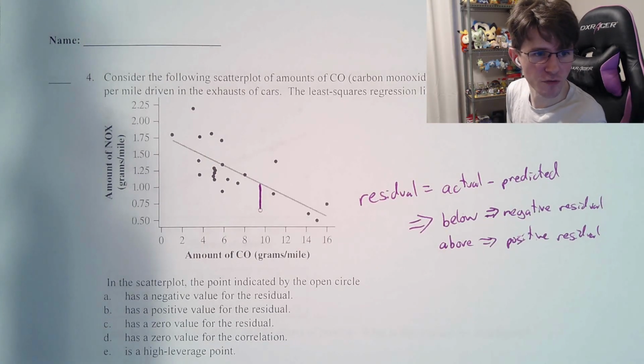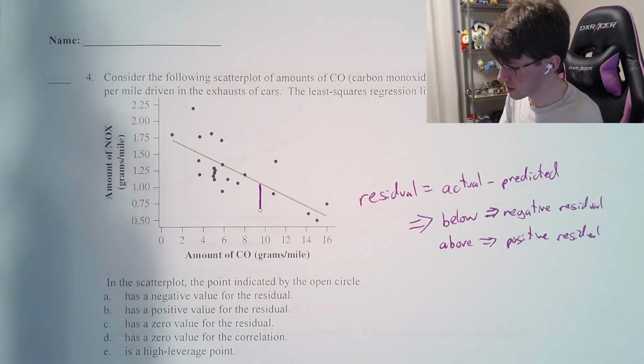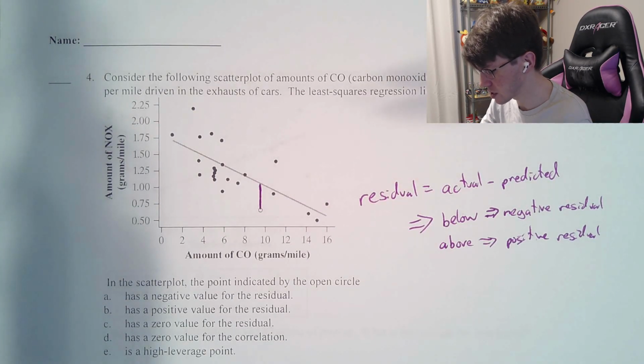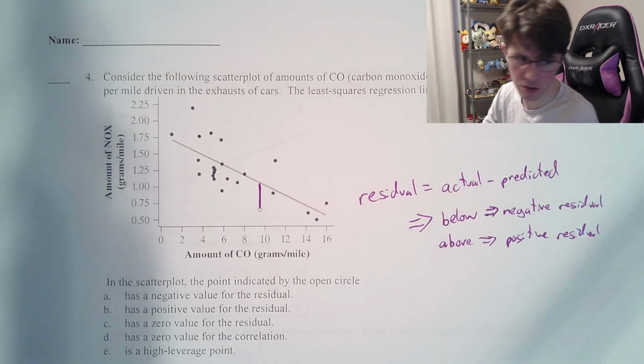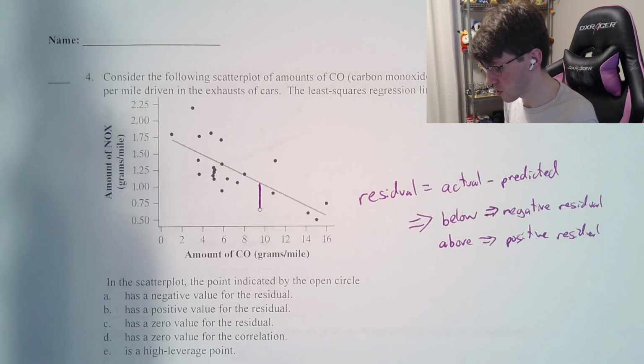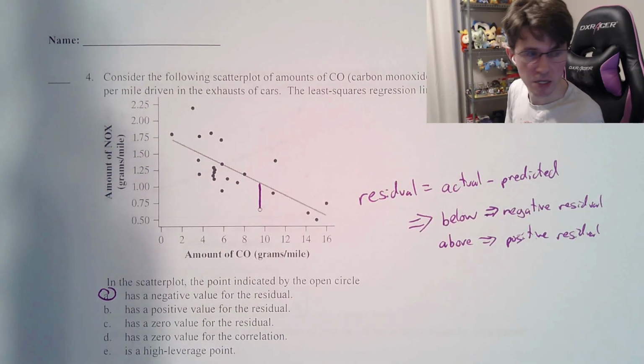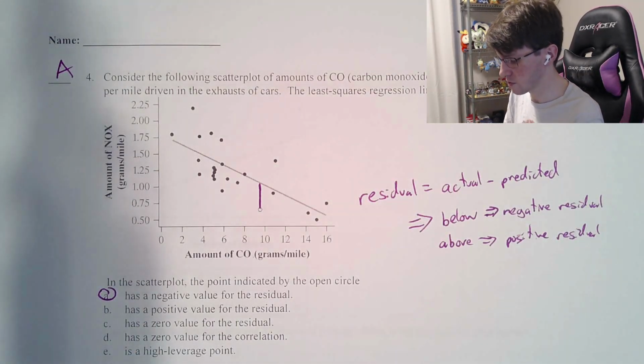This is going to be always true for these lines, regardless whether it's going up, going down, whatever. If you are below that line, negative residual. If you're above the line, you get a positive residual. That's really because you're doing an actual number minus a predicted number, and the smaller minus the bigger is always going to give you a negative. So we're looking for a negative value for this particular residual because we're below the line. Done. Easy peasy. Letter A is what we are looking for.